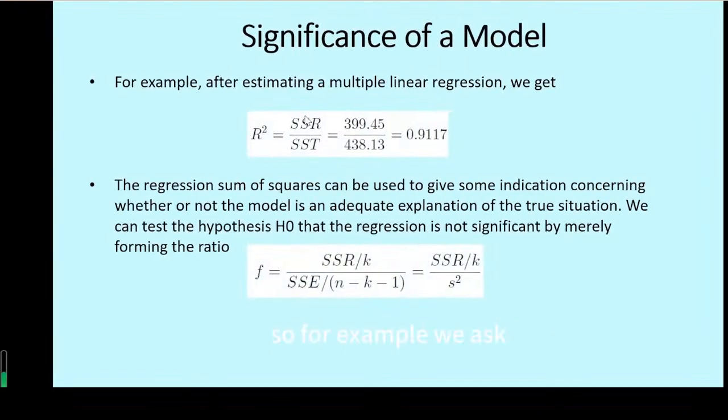For example, we estimate the model and get SSR divided by SST equals 0.9117, which means about 91% of the variation of the response variable can be explained by the model. This is quite a good number because over 90% of the variation is explained by the fitted model.